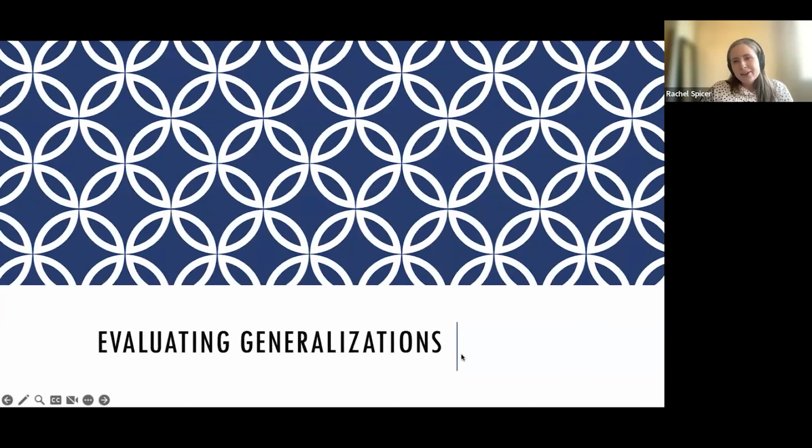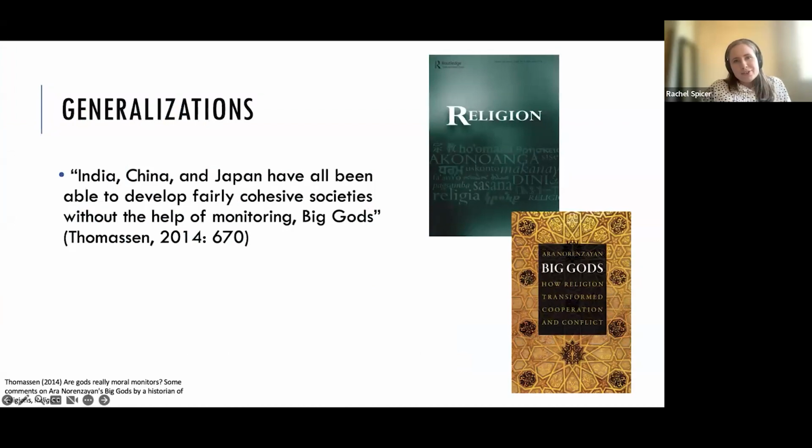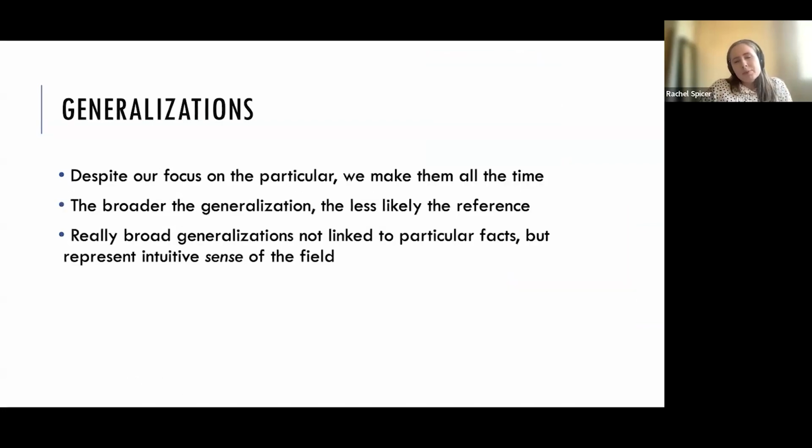In religious studies and history, there are a lot of instances where you have generalizations, where people say things like India, China, and Japan have all been able to develop fairly cohesive societies without the help of monitoring big gods. Despite the focus on the particular, we make these kinds of generalizations quite regularly, and the broader the generalization, the less likely the reference is to actually substantiate it. Generally, really broad generalizations are not directly linked to facts, but to the sense of the author about the field.